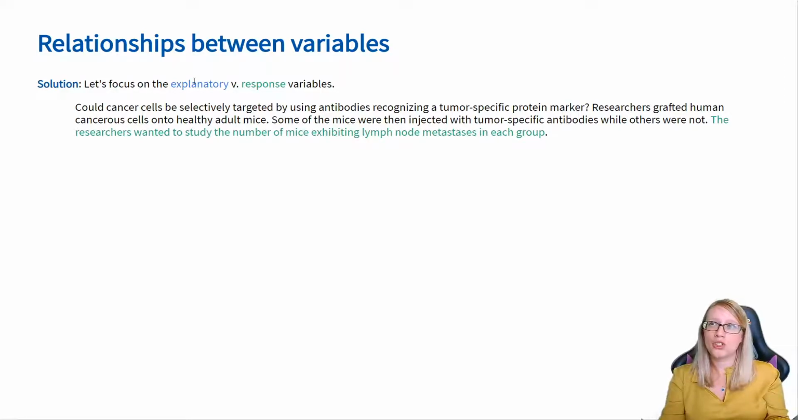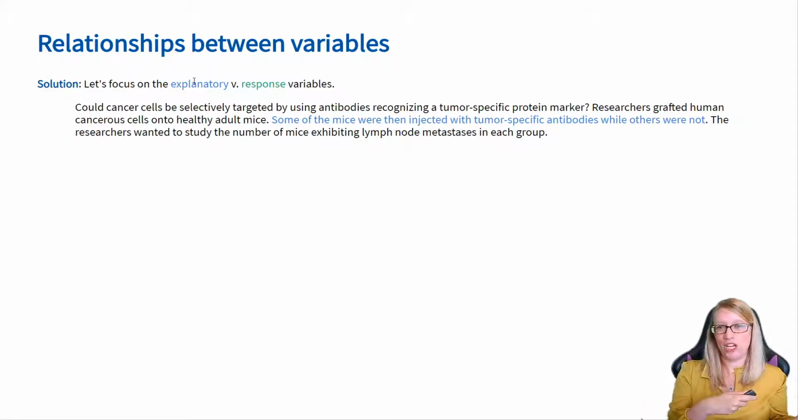So, could these cancer cells be selectively targeted by antibodies? That's our major question. The researchers are really looking for how many mice are exhibiting this lymph node metastases, beginning to show signs of cancer. That's what we're looking for. That's the primary outcome. So that's our response variable. Something may be responsible for these changes, or may be explaining those changes. Those changes could be explained by the tumor-specific antibodies that the mice have been injected with. So whether or not they've received those antibodies, that's our explanatory variable.